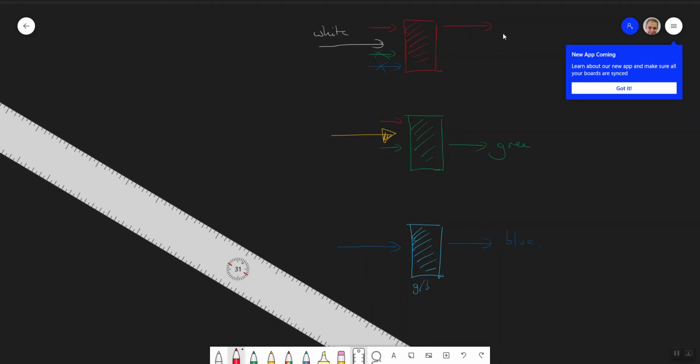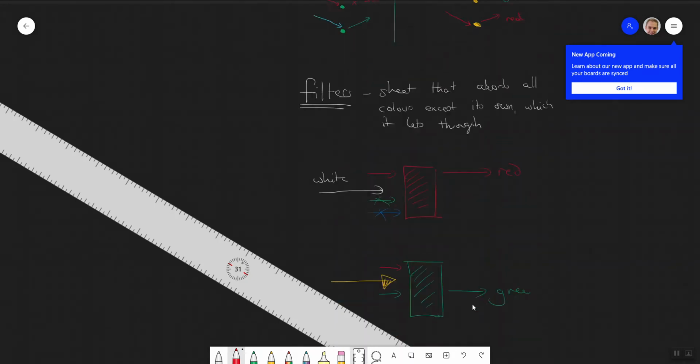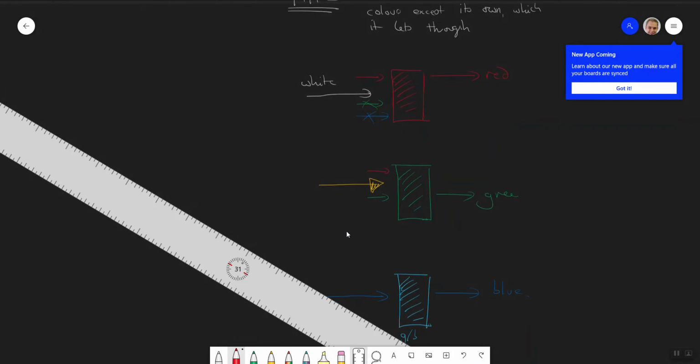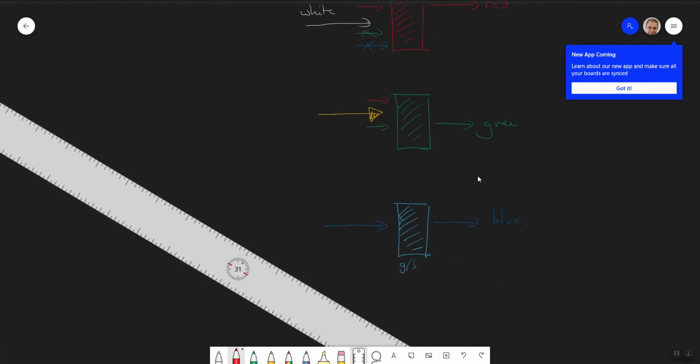So again, every single time with these, you just have to take it through in stages, always thinking, what have I got going in? What does my thing let through? Or in the case of objects reflecting, what do they absorb? What do they reflect? And therefore, what am I going to see on the other side?